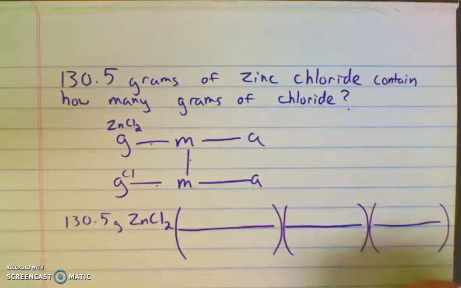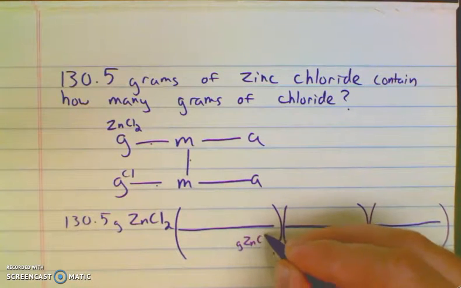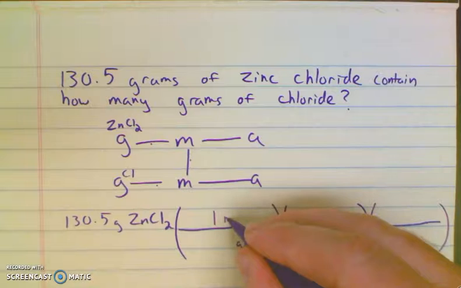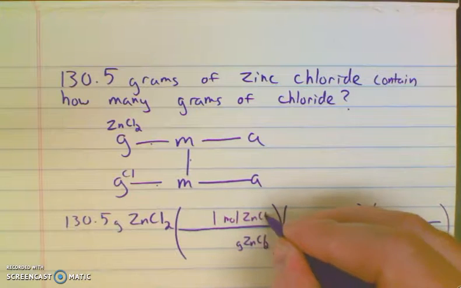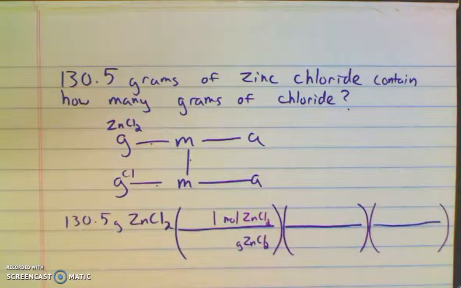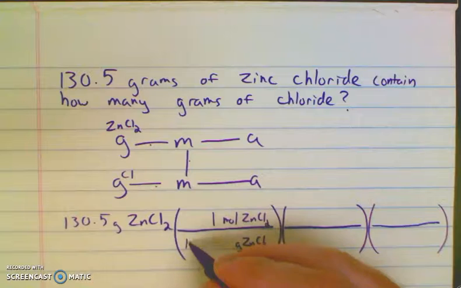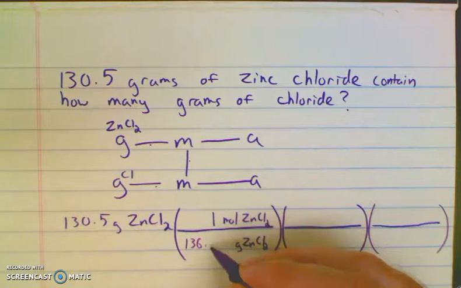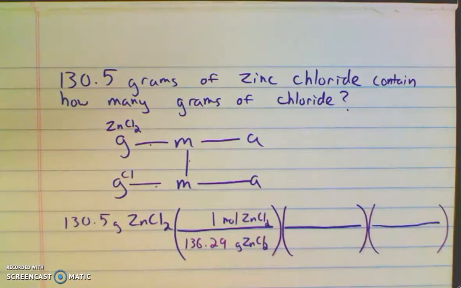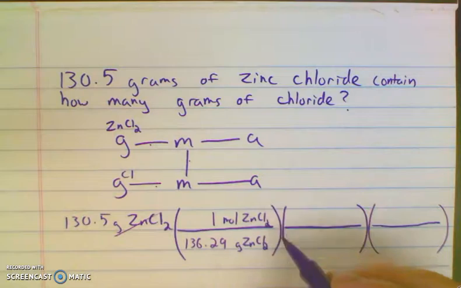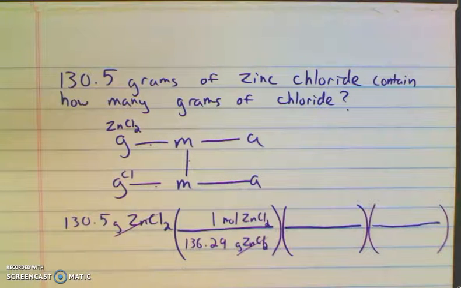Let's do the first conversion. Grams of zinc chloride to moles of zinc chloride. Go to your periodic table, calculate the mass. You get 136.29 grams of zinc chloride in a mole of zinc chloride. So now we've gotten out of our grams, we're in moles.